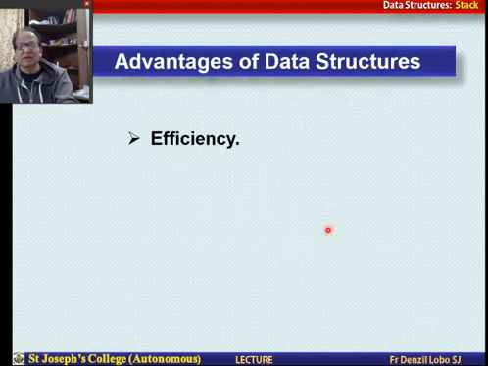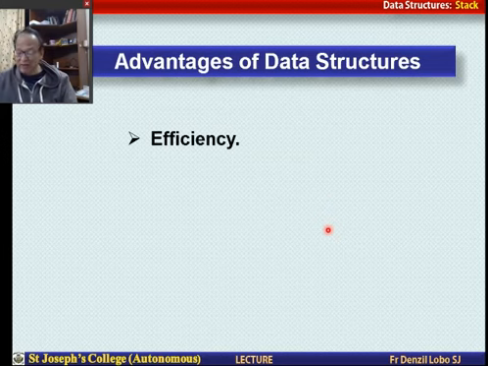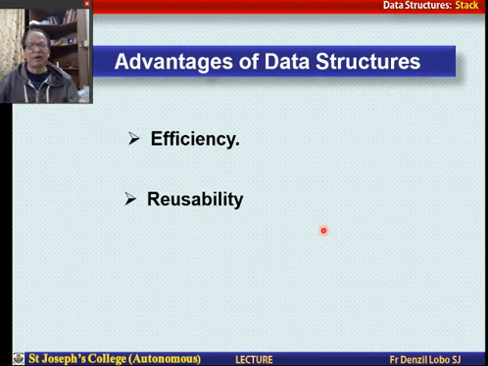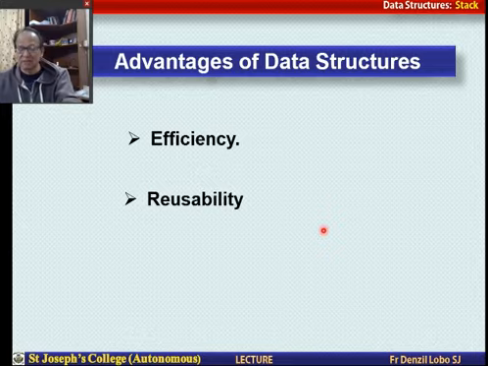So advantages of data structures: efficiency. Data structures are used to increase the efficiency and performance of an application by organizing the data in such a manner that it requires less space with higher processing speed. And secondly, reusability. Once you create a data type, you can use it multiple times for various other applications. Therefore, that is also one of the advantages of data structures.